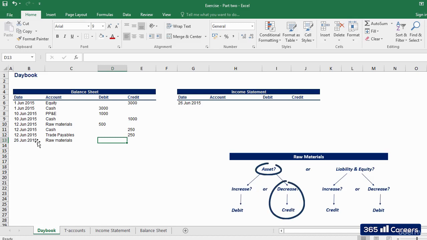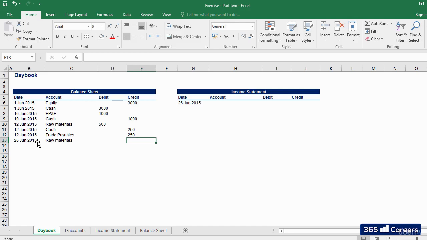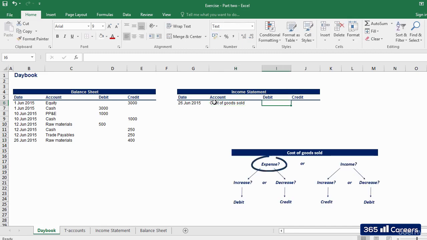So, raw materials decreased because we took them out of our inventory and used them in order to produce goods. When an asset decreases, we need to credit its account, right? Okay. Then these raw materials enter into the cost of the goods that we sold. This is an expense, and we already learned that when an expense increases, we need to debit it. Do you remember the logic?